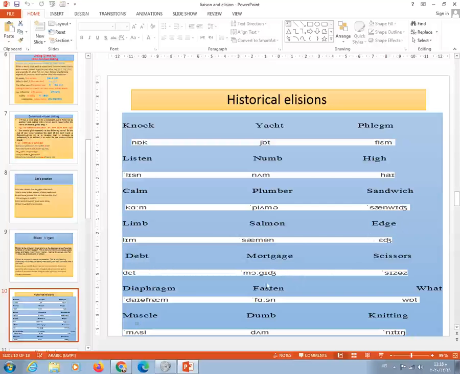طب فين تي؟ فين مش عارف ايه؟ لا خلاص. Scissors. Okay. Look at the sa and c, كل ده خلاص, one sa is enough. And then diaphragm.